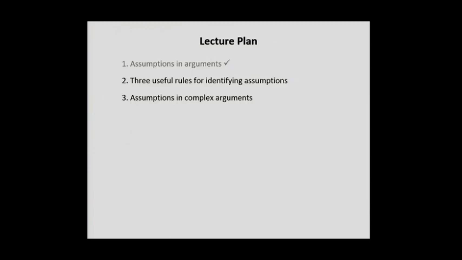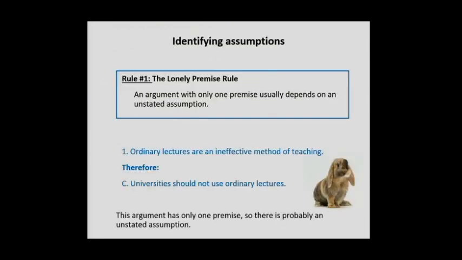Good. So what we're now going to do is look at 3 rules that you can use for, first of all, figuring out whether an implicit assumption is being made and how to figure out which one that is. The rabbits will make sense in a minute. So the first rule for knowing whether an assumption is being made is the lonely premise rule, right? If you have an argument that has just one premise, that is a signpost that there probably is at least one, maybe even more, implicit assumptions being made there in the background.